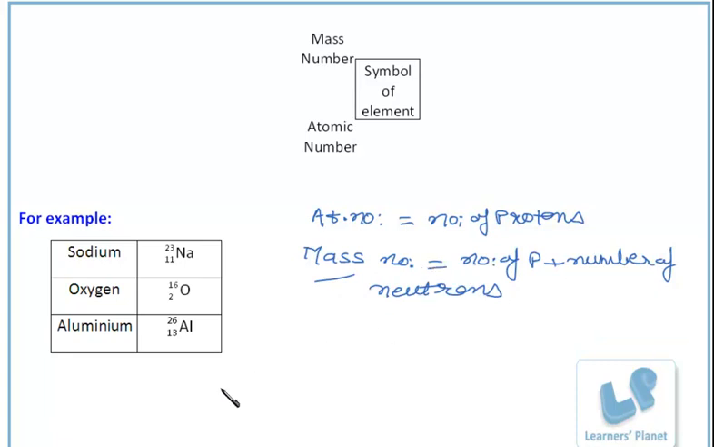Why so? Because the mass of the electron is negligible. So the entire mass of an atom is due to the mass of the protons and the neutrons, whose relative mass is 1 unit. See, this is the representation. This is sodium. It is written as Na, 23 and 11. Oxygen, O 16 and it should be 8, not 2. And aluminium, 26 and 13. Right? So this is how an element is represented with its mass number and also the atomic number.